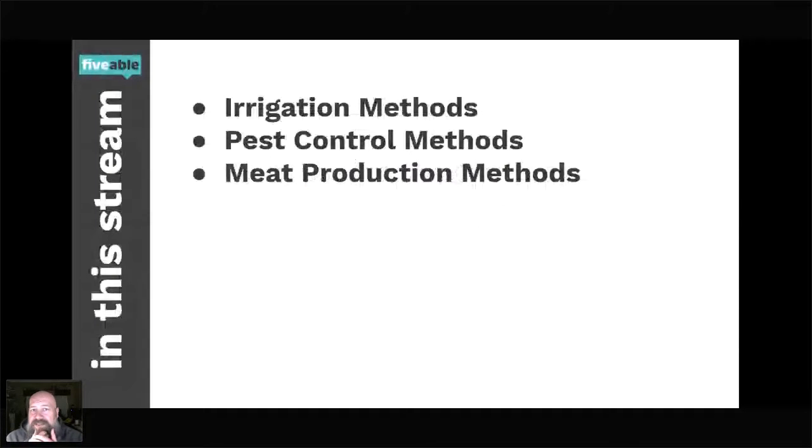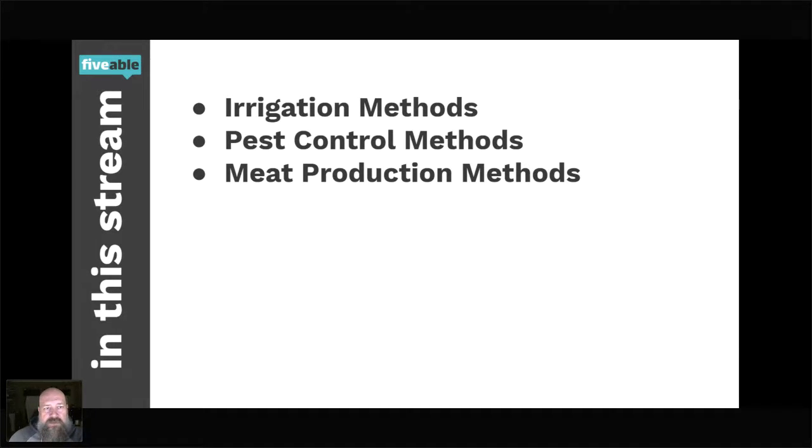So here's what's on my agenda tonight. I'm going to be talking about these 3 things from Unit 5: irrigation methods, pest control methods, and meat production methods. Hey, we just had some people pop in. Sweet. Oh yeah, so like I said, this is what I'm looking at going over tonight: irrigation, pest control, and meat production methods. And it's all about feeding our planet and how we're doing just that.